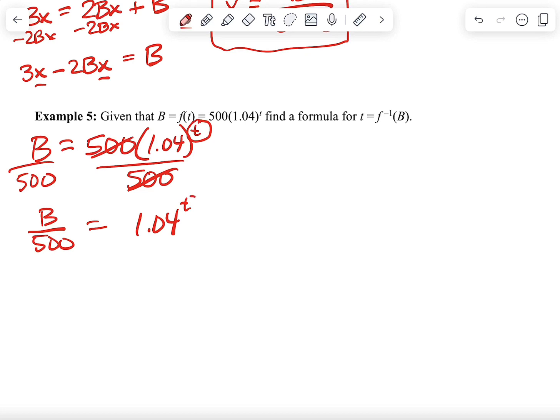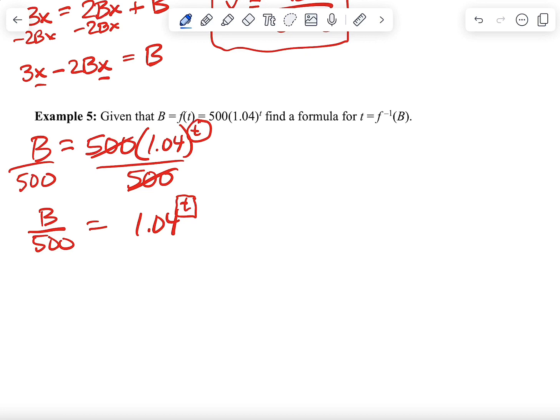But now the problem is t is not a factor, because you're not taking 1.04 times t. t is an exponent. The question is, how do you get t down from up there and bring it down to the lower level? How do you bring an exponent down in front? The answer is you do the inverse. What's the inverse of a power? Logarithms. I hope that came into your mind.